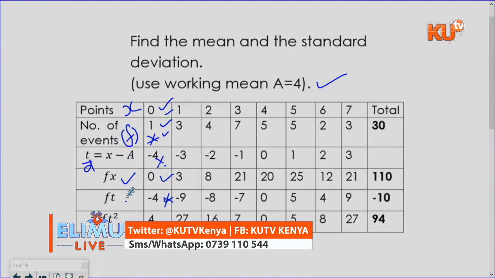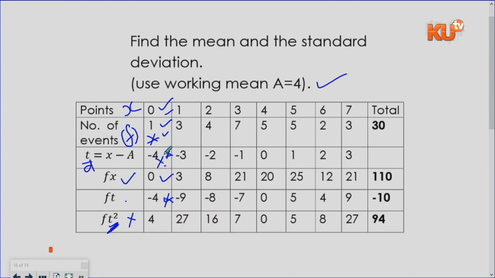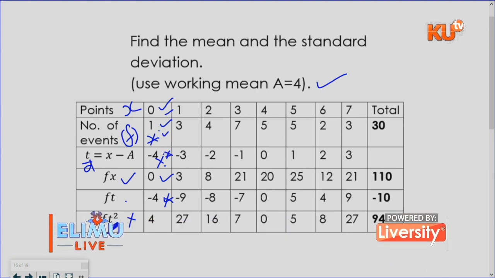Then there is ft squared. Ft squared, remember, it is only the t that is squared. So you square t first of all, negative 4 squared. Then the answer you get, you multiply by f, which is 1. So you get that should be 16, like that. So you can continue working and get the rest.